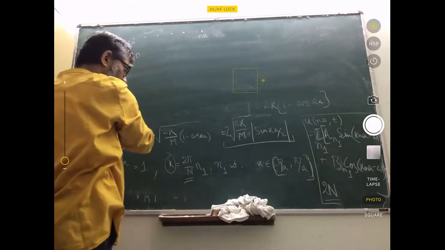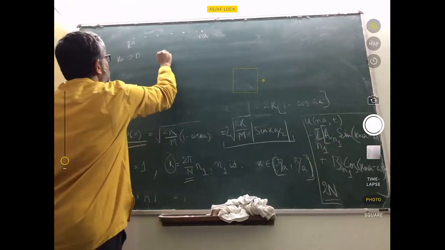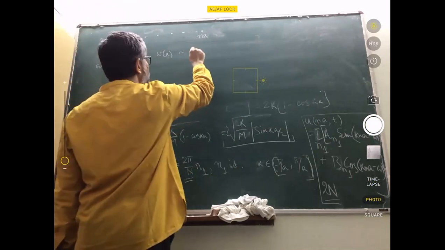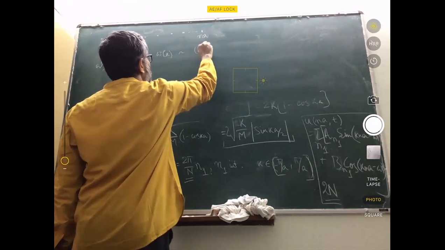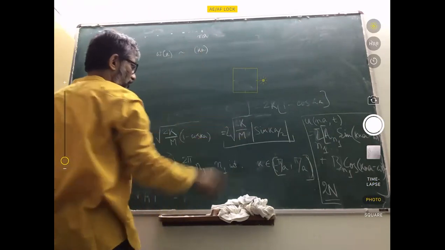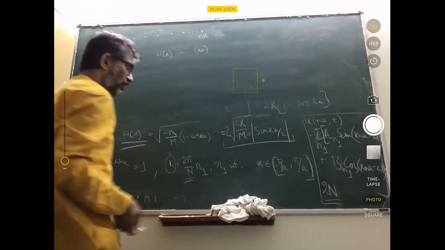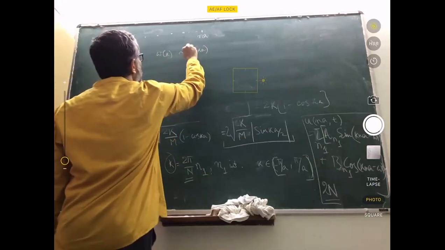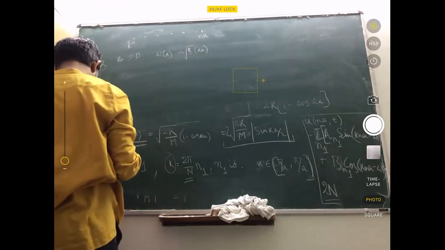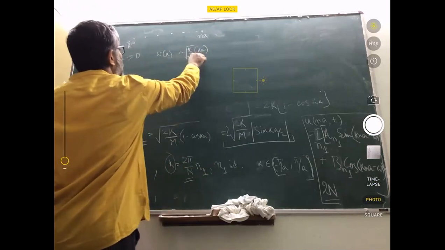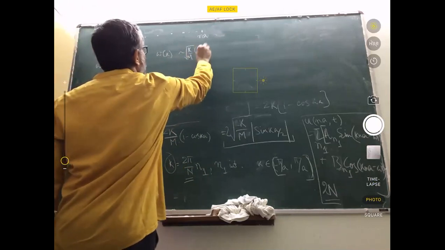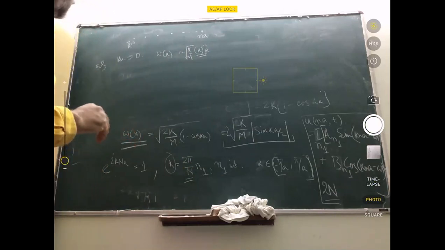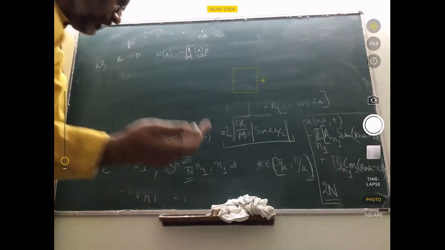As k goes to 0, this frequency omega_q goes as some constant times k. This is the constant, k or k by 2. Now that 2 will cancel, so root over k by m. So this is linear in k. So as k goes to 0, and at k equal to 0, this is 0.